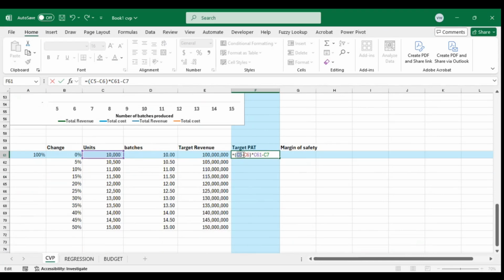So I can just highlight the range and make this an absolute reference. I'll also make the unit variable cost an absolute reference, and the fixed cost, I'll also make it an absolute reference. But because I'm also charging tax, I'll put everything in one single bracket. So I'll go back and add another open bracket. Then I close the bracket.